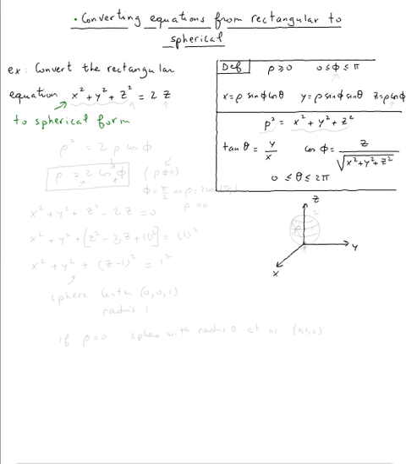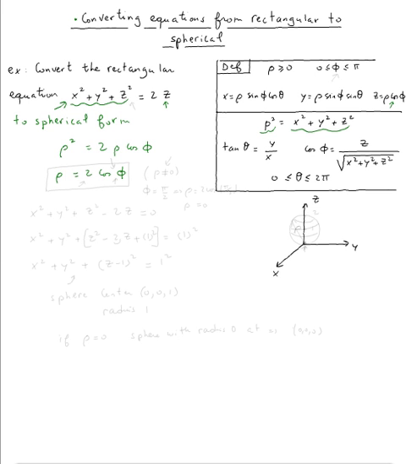So again, all we need to get is rhos, phis, and thetas. So what do we do? If you notice, this is just rho squared. So we can rewrite x squared plus y squared plus z squared as rho squared equal to, and my z happens to be rho cosine phi, right? Divide by rho, you get rho is equal to cosine of phi.